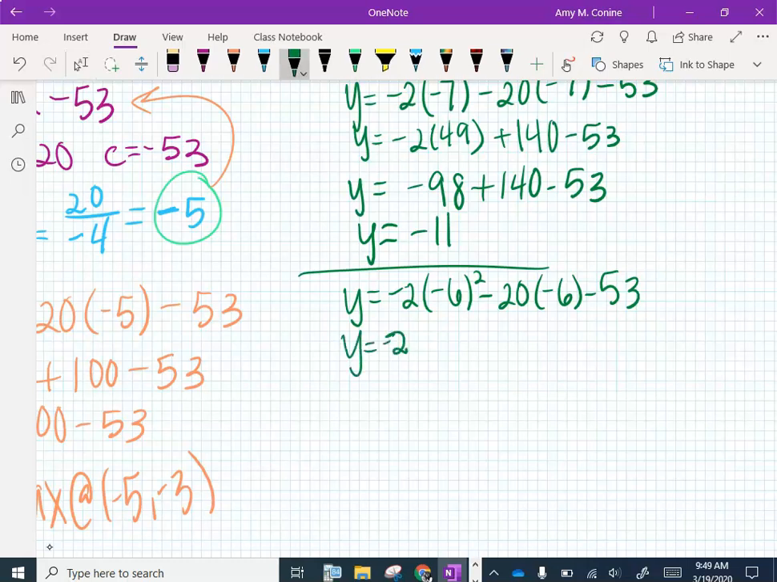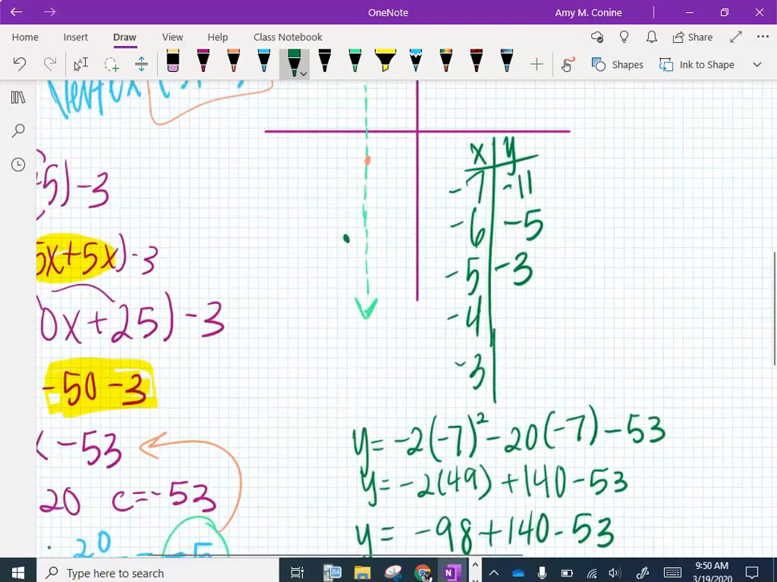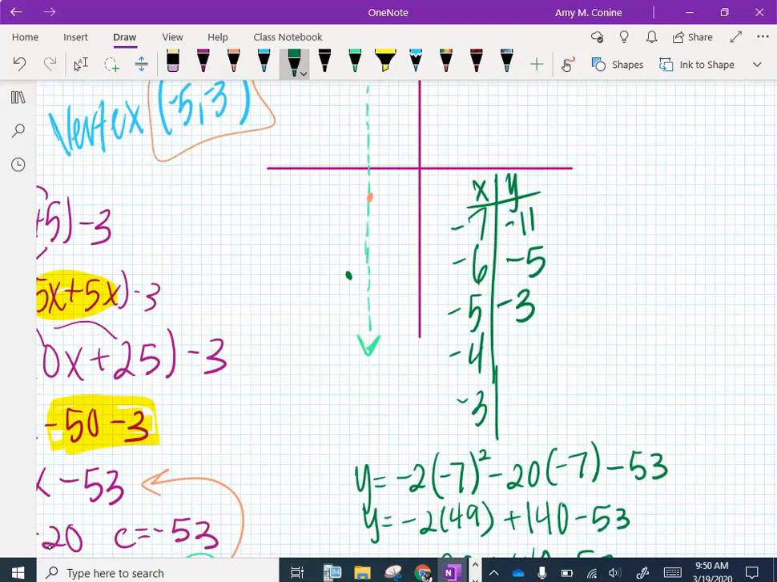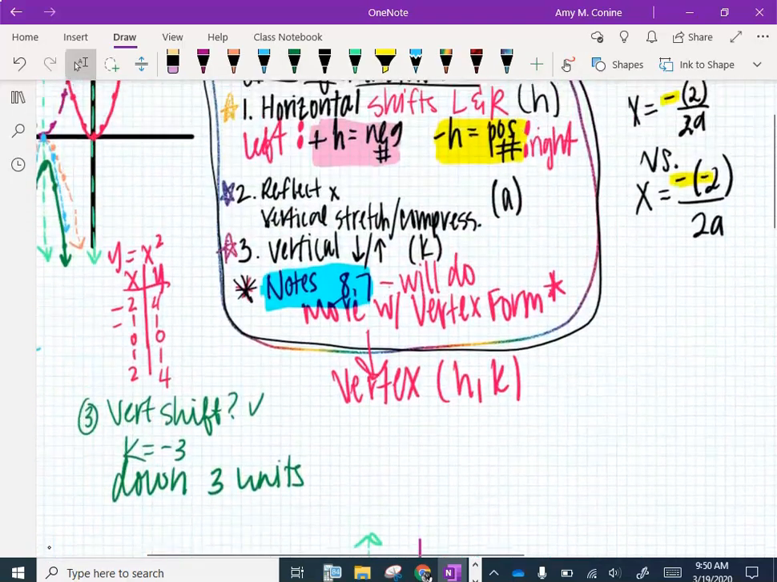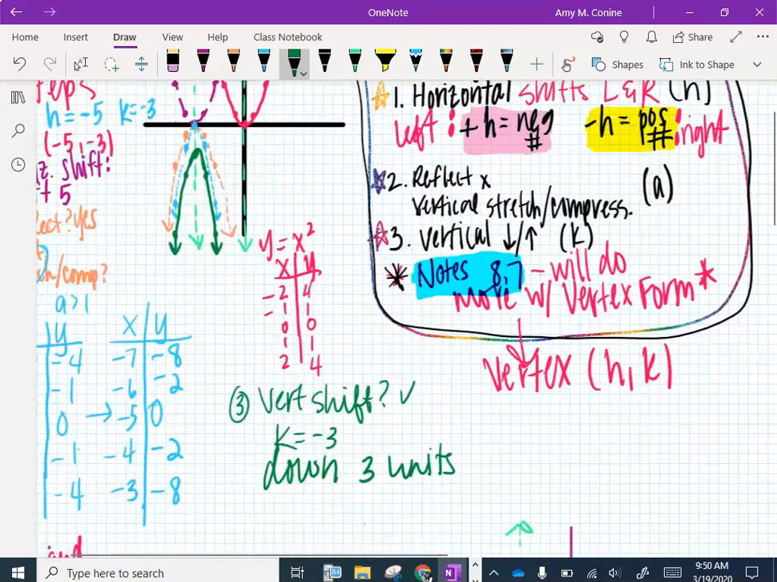This is -2 times 36, and the positive 120. -72 plus 120 minus 53. So when we do all that math, if we were in class, you would have already told me we should get a lovely -5. So I'm going to put it in my chart. Then find -6, 1, 2, 3, 4, 5, go down 5. I'm going to confirm that's where we are in our other graph, so we're on the right track. So let's see here, 1, 2, 3, 4, 5, we're good.